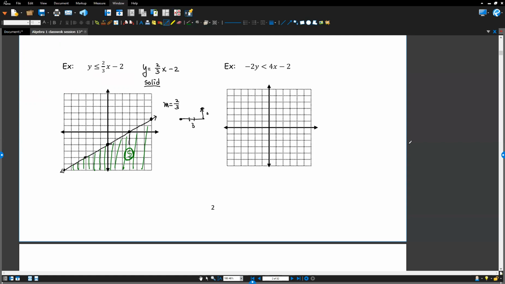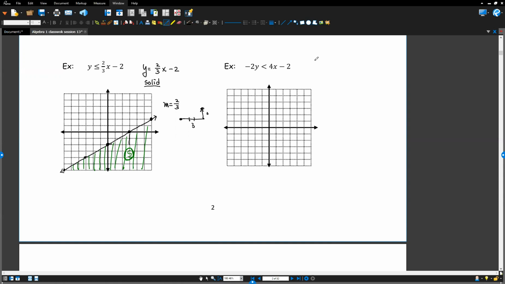Okay? All right. The next one. We have to find the solution set of this inequality: -2y is less than 4x minus 2. So to find the solution, to make graph solutions, we need what?